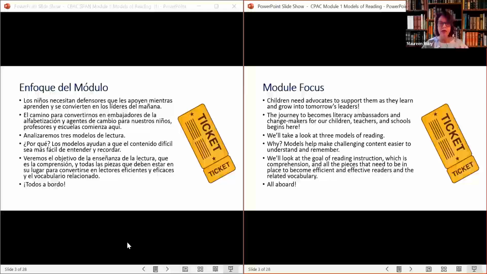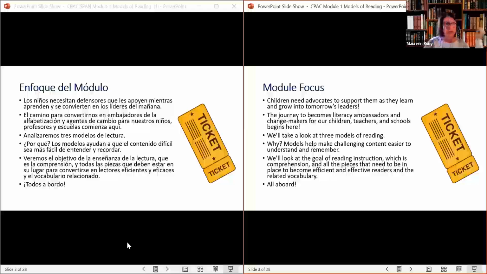However, learning to lift the words off the page to decode is really the simpler part of the reading process, because the goal of reading instruction is to comprehend. And so there are a lot of pieces that need to be in place so that we can become readers who can pick up text, whether it's in our hands or on a screen, and go through the words and understand what the meaning was to learn.